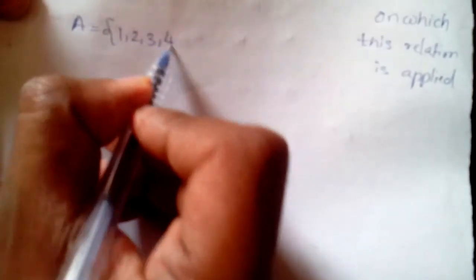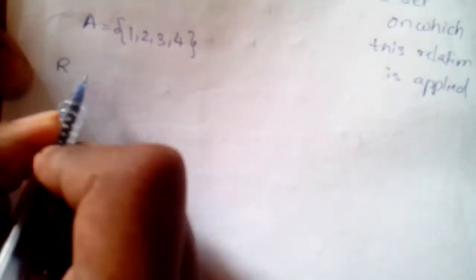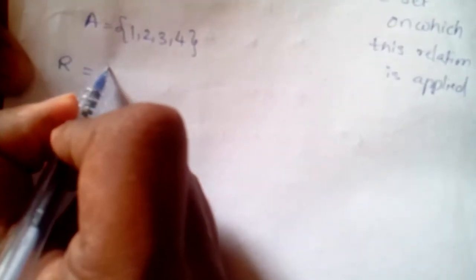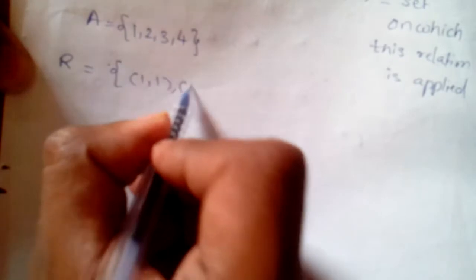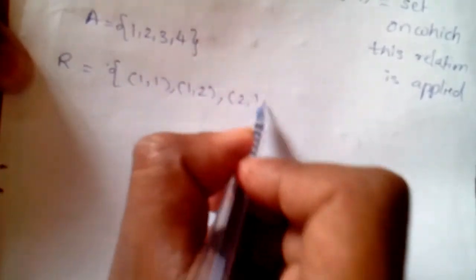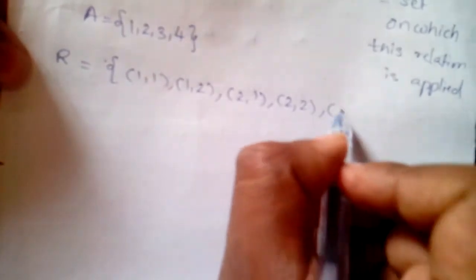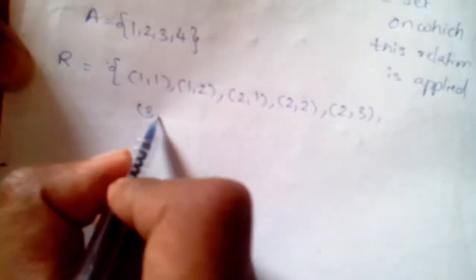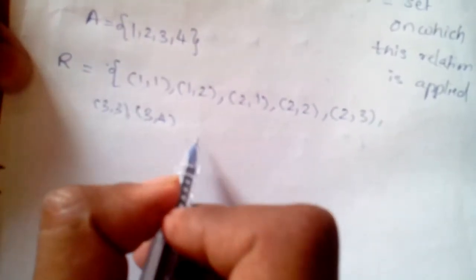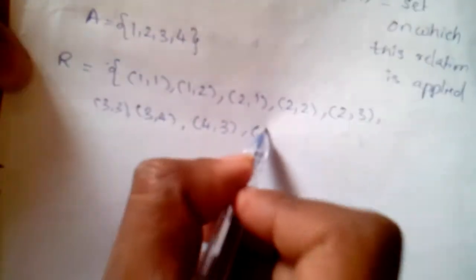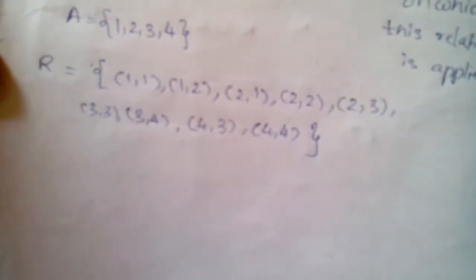Okay, suppose A equals {1, 2, 3, 4}. Set of 4 elements. So, for example, consider R, the relation applied on set A, to be (1,1), (1,2), (2,1), (2,2), (2,3), (3,4), (3,3), (4,3) and (4,4). So these are the ordered pairs in the relation R.